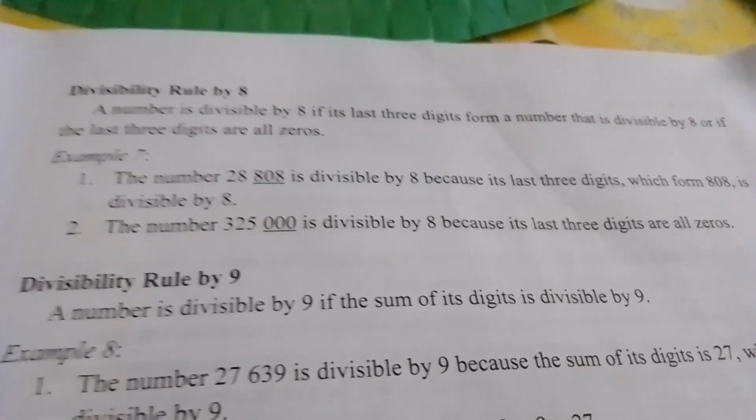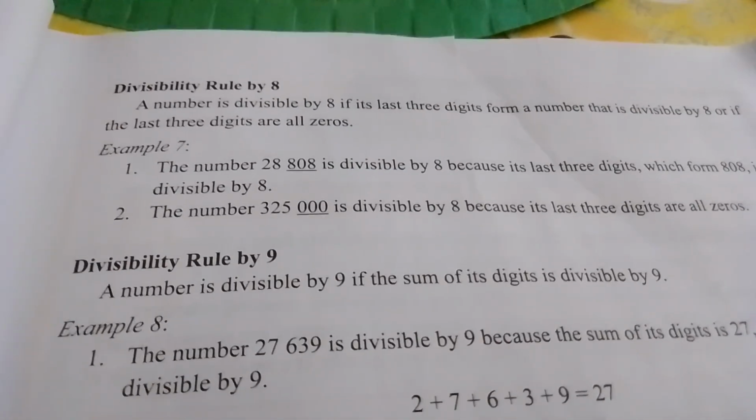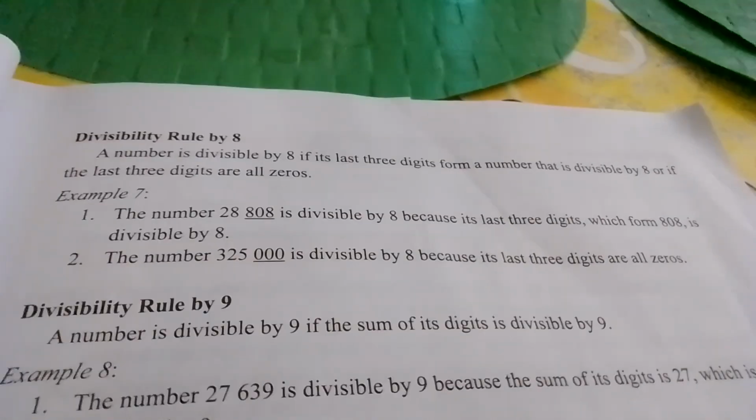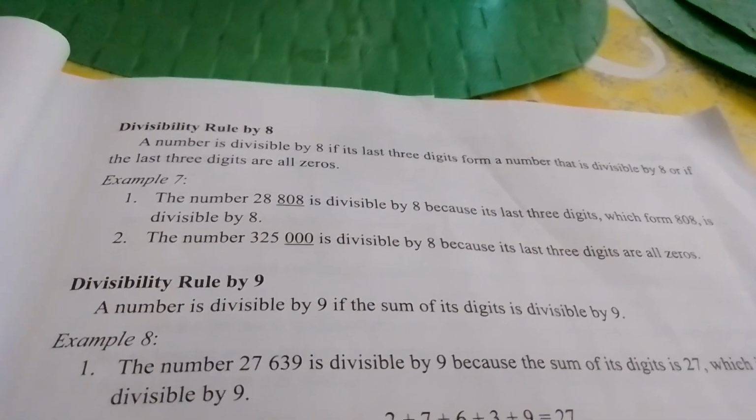The number 325,000 is divisible by 8 because its last 3 digits are all 0.